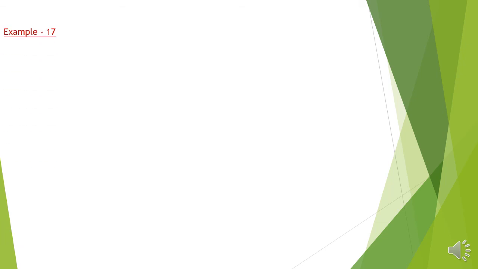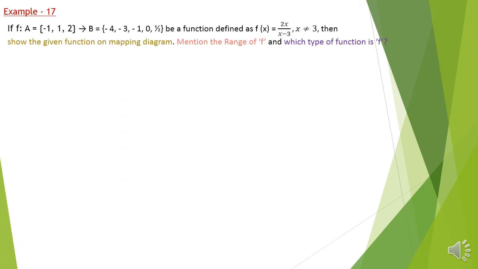Question 17. I think it is the last question. The function is defined in a different way, but not in an unusual way. The function is defined from set A to B, and set A has elements, and set B also has elements. And we have to show this in a mapping diagram, but until we find which element maps to which element, we don't know.